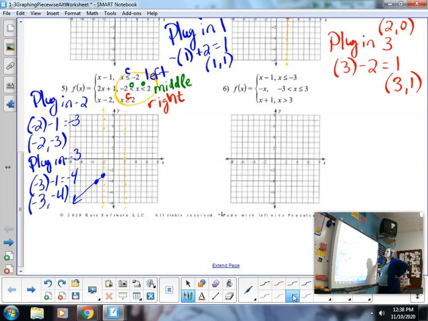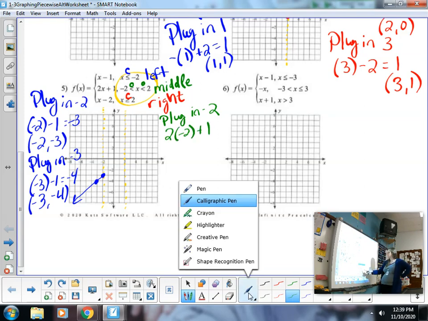Now the middle equation, I really like graphing the middle equations because there's no guesswork about what x values you have to plug in. You're plugging in the values that x is in between. So it says here x is in between -2 and 2. It's greater than -2 but less than 2. So that's what you plug in. We're going to plug in -2. So we have 2 times -2 plus 1.